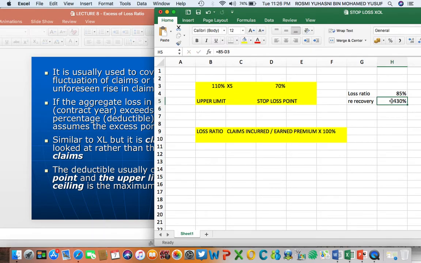Sorry, something wrong with this formula here. Okay, let's see. 85% minus 70%, there's going to be 15% recovery. So 15% of how much? 50% of how much? That's the question. So how much recovery in terms of monetary value? We're going to look into that later.